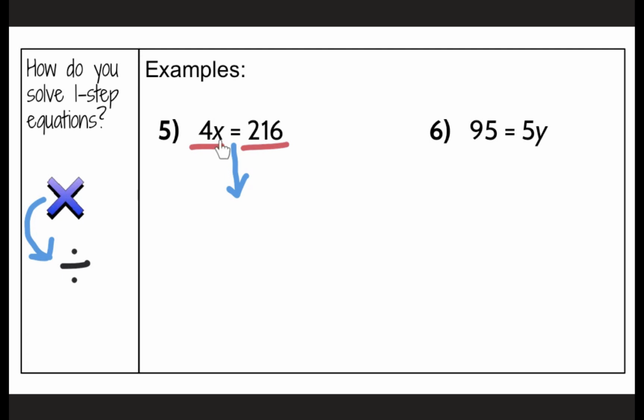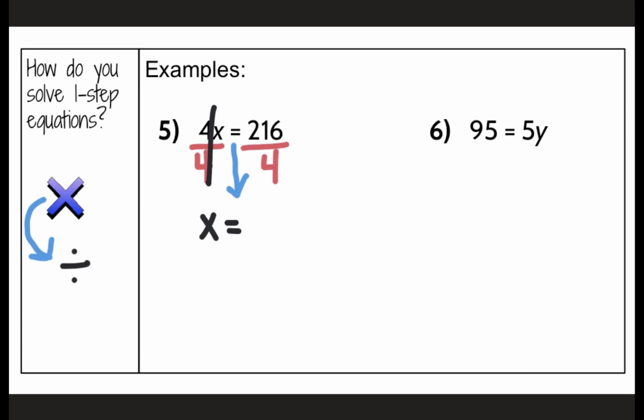Well, if my goal is to get x by itself and find the value of x, I need to divide by what is attached to my variable. Therefore, I need to divide by 4. So I'm going to divide by 4 on both sides. 4x divided by 4 gives me 1x. And we don't have to write 1x as a 1 and then an x. We can write it as just x, which is the same as 216 divided by 4.